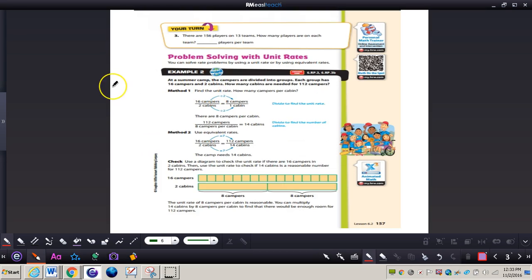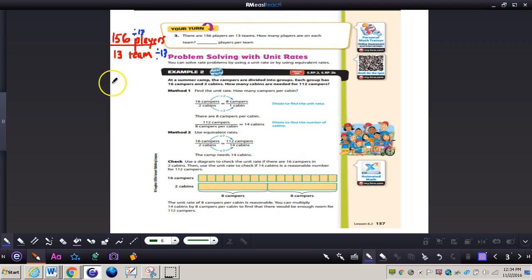Okay, so let's take a look at number 3 on page 157. It says there are 156 players on 13 teams. So we're going to write it out just like this. 156 players on 13 teams. Now, it says how many players are on each team. So since they're asking how many players are on each team, what we need to do is divide both 156 and 13 by 13 to get that unit rate. So we're going to take this divided by 13, take this divided by 13.